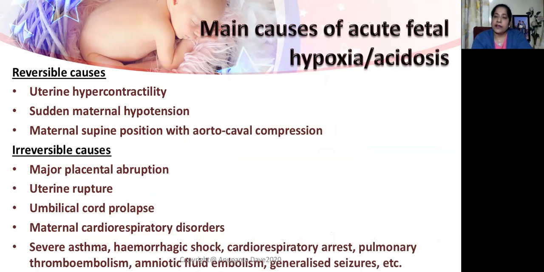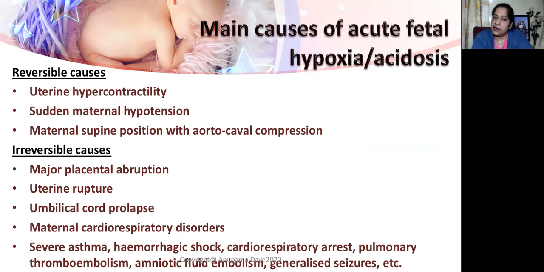The main causes of acute fetal hypoxia are reversible causes, there could be irreversible causes, some occult causes, and some interventional procedures. The reversible causes are uterine hypercontractibility, sudden maternal hypotension, and maternal supine position, what we call as supine hypotension syndrome. Now, these conditions can be reversible if identified early.